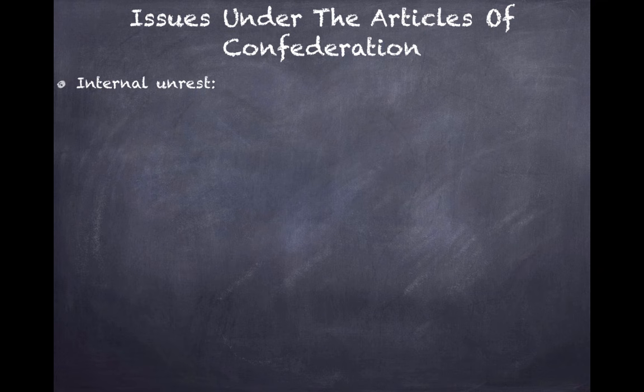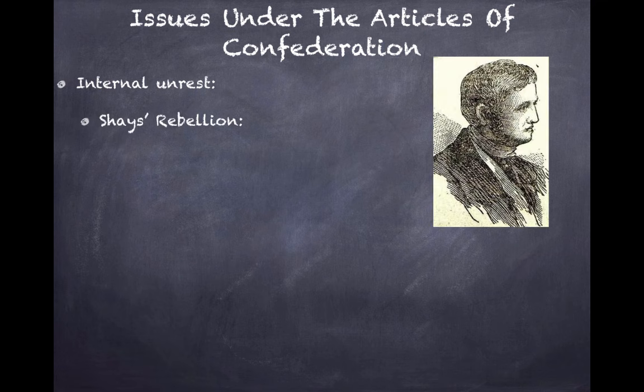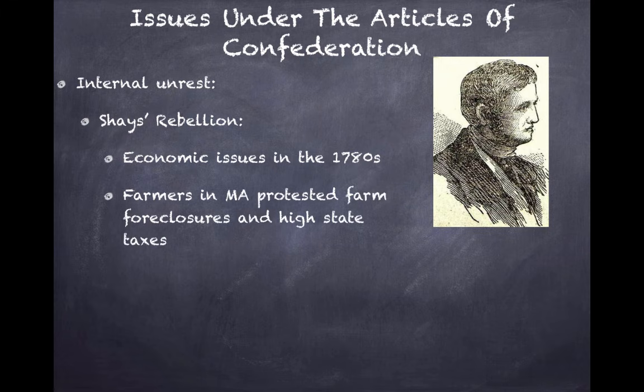There's internal unrest under the Articles of Confederation. I want you to understand Shays' Rebellion. This is super important. Daniel Shays was a former Revolutionary War soldier, and he was protesting economic issues in the 1780s in Massachusetts, particularly high state taxes and foreclosures on farms. Farms were being taken away from farmers. So he led this group of mostly farmers to protest these foreclosures and high state taxes.